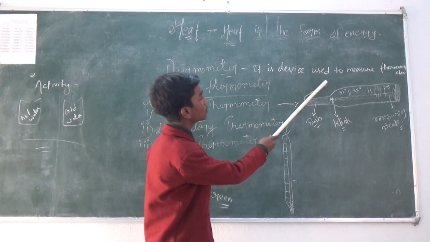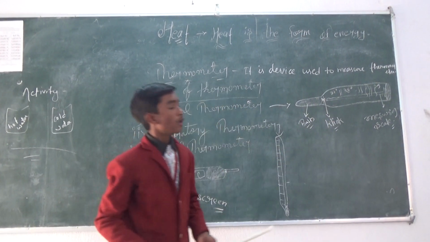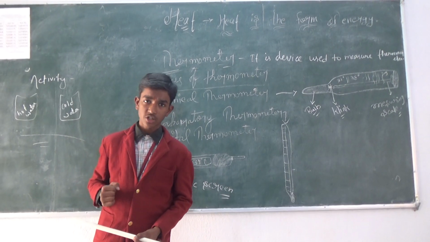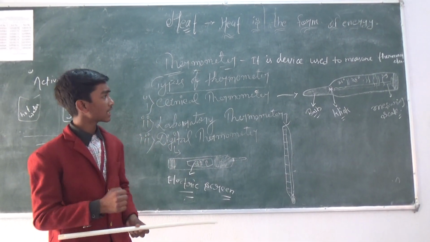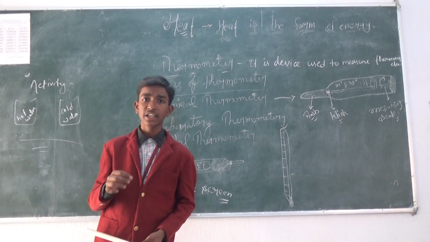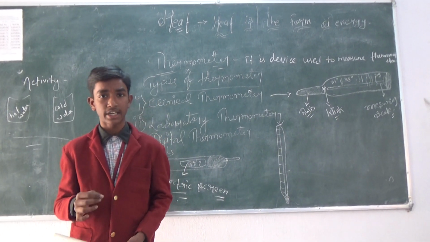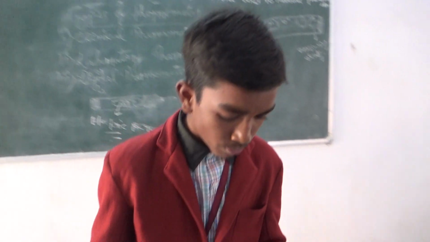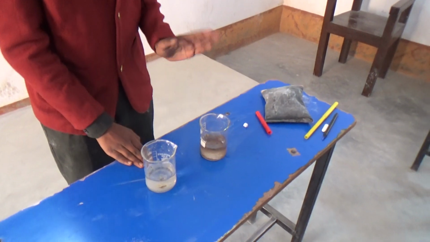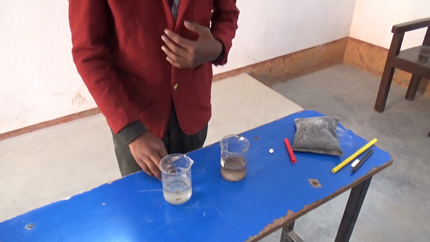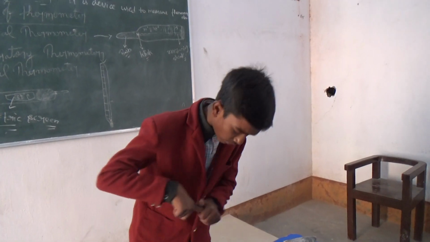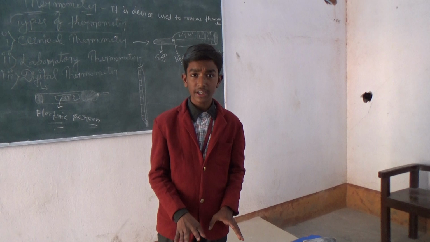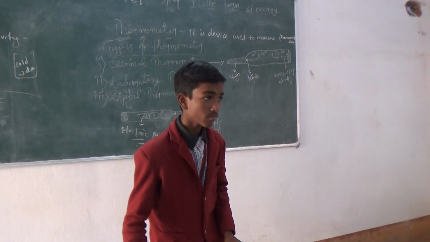A thermometer is a device used to measure temperature. You will be very curious to know about temperature. Temperature is a comparable quantity and it is the degree of hotness and coolness of an object. Let's understand by an activity. These are two beakers, this is cold water and this is hot water. Let's dip my fingers. This is cold water and this is hot water. So that is a comparable quantity and it is called temperature.